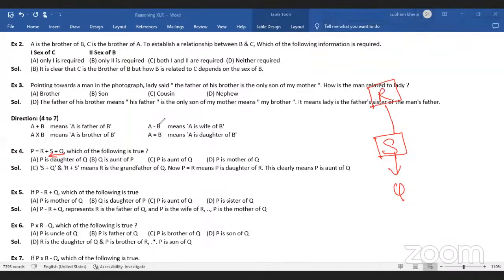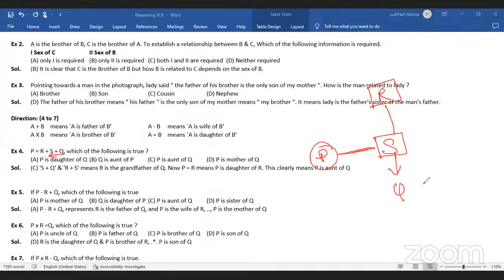P equals R. I'm going from the right. P equals R. P equals R will write what? P is the daughter of R. P is the daughter of R. S is the son of R and P is the daughter of R. That means S and P are siblings. Clear? So single dash. Now we have to check which option is correct.